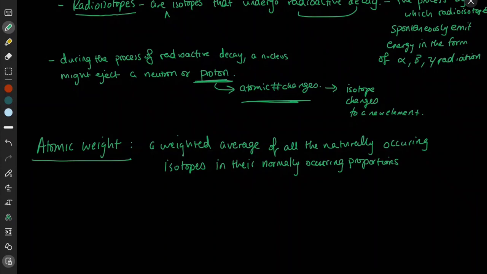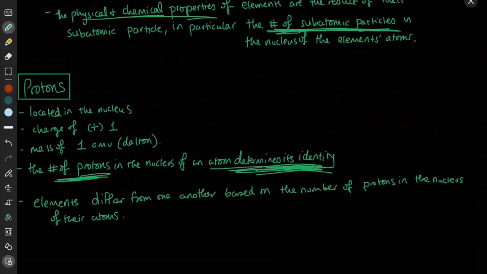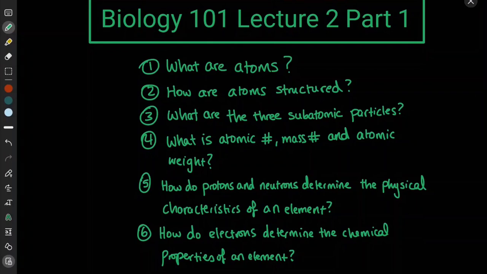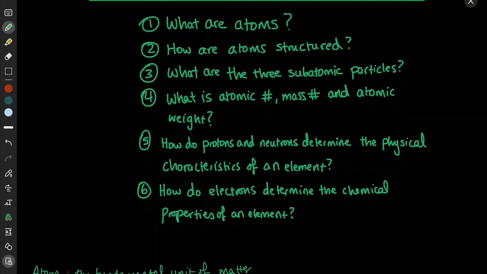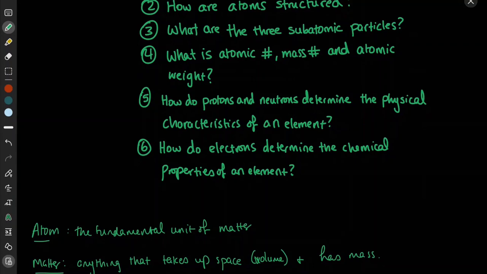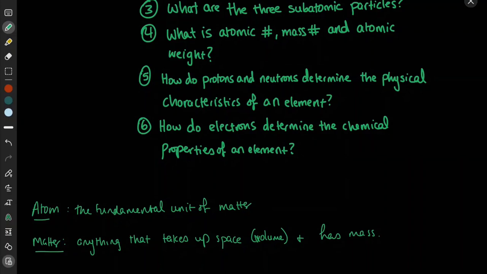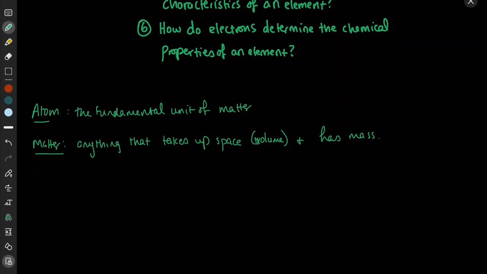All right, so now let's get to what's next. Let's see what we've talked about thus far. We covered what atoms are, how atoms are structured, the three subatomic particles, and we just discussed atomic mass, atomic number, mass number, and atomic weight. We discussed how protons and neutrons determine the physical characteristics, and by physical, we primarily mean mass, with respect to protons and neutrons anyway. And now we're going to get to electrons and how they determine the chemical properties of an element. So let's get to electrons. Okay, so electrons, right? So electrons, let me rewrite this.